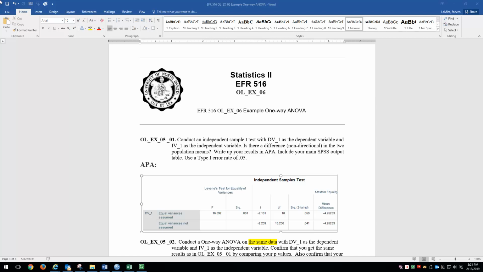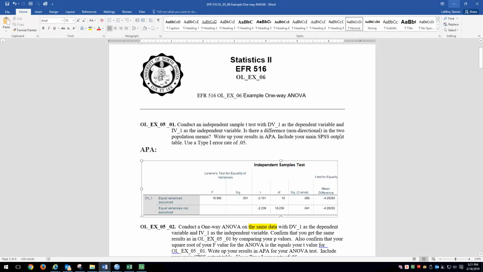Hello, EFR 516 students. Today we're going to go over online exercise 06, example one-way ANOVA. So we have 5 problems in this assignment.